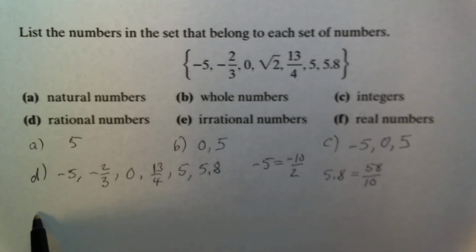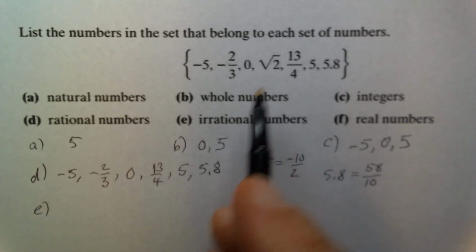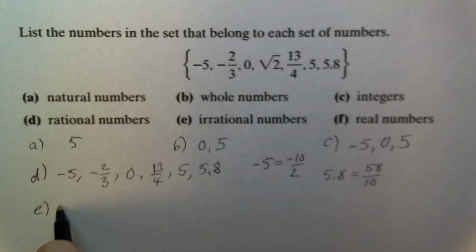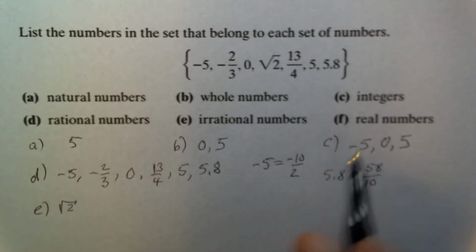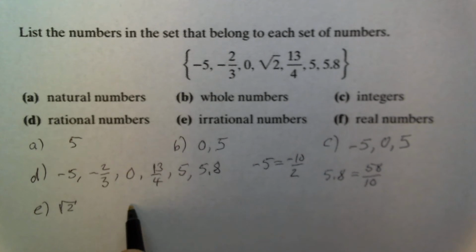So then E asks us for the irrational numbers, and there's only one, that's the square root of 2. And then F asks for what are the real numbers. Well, the real numbers are all numbers in the set. All numbers in the set are real numbers.